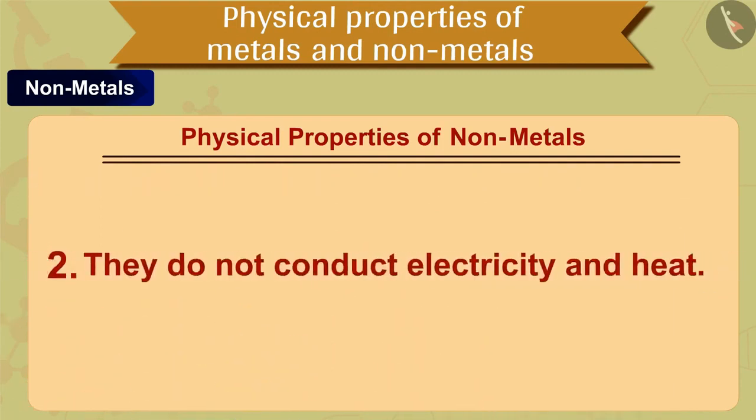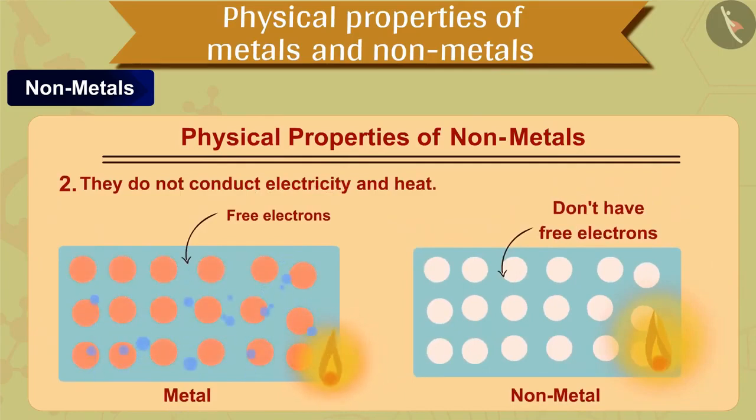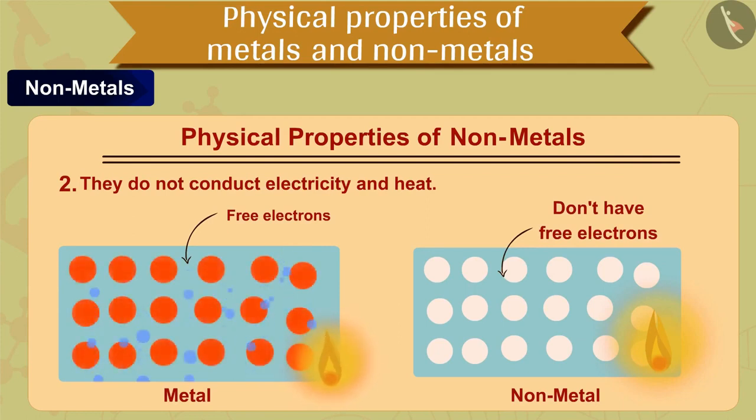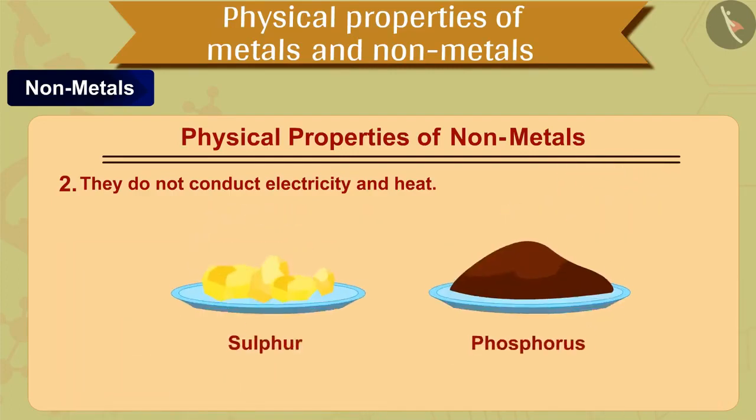The next, second property of non-metals is that they do not conduct electricity and heat. So students, unlike metals, these non-metals do not conduct heat or electricity. Why? Because they do not have free electrons. For example, sulfur and phosphorus.